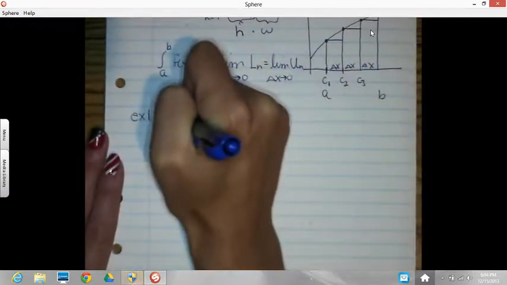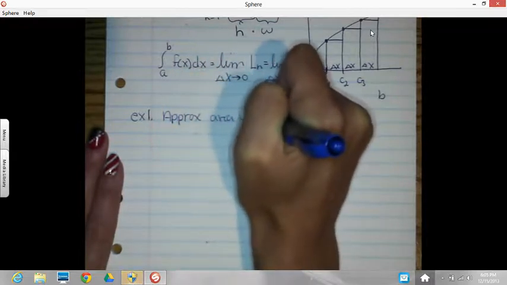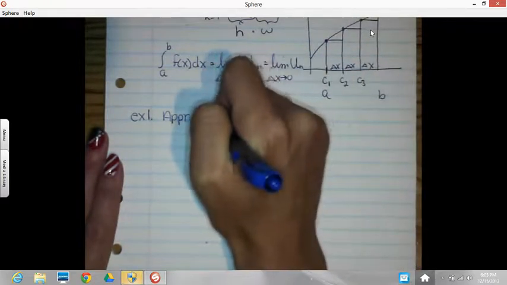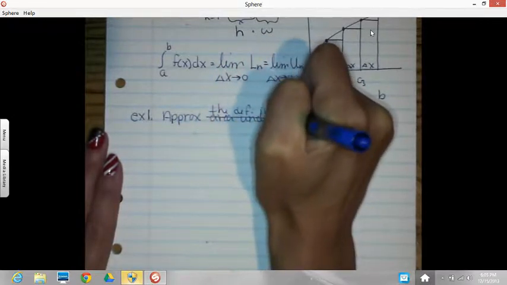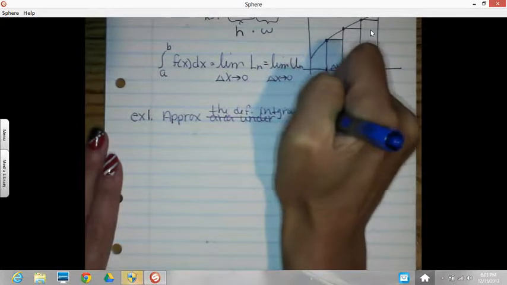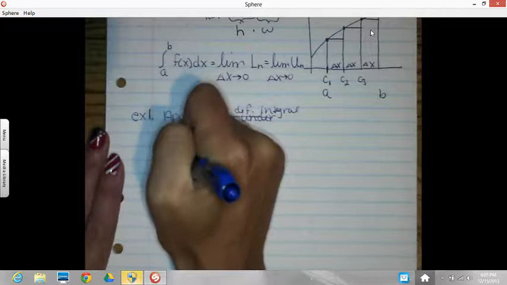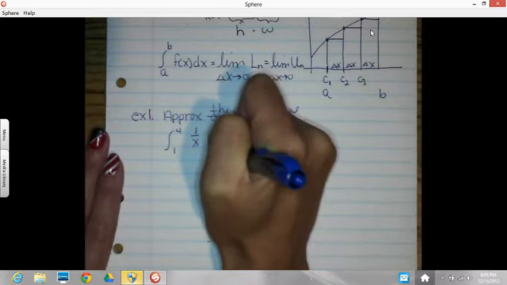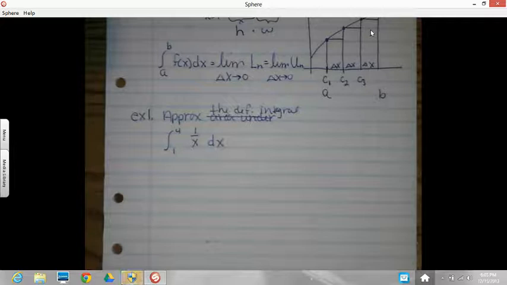So we want to approximate the area under the definite integral by using Riemann sums. So we're going to look at the integral from 1 to 4 of 1 over x dx. We should have a sketch of it because we're going to need to know whether we're using the left edge or the right edge.